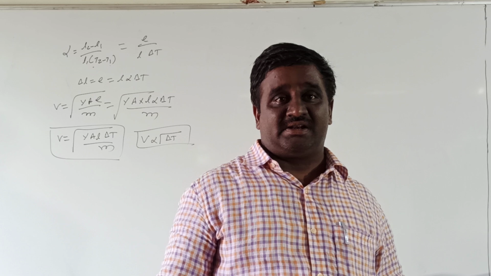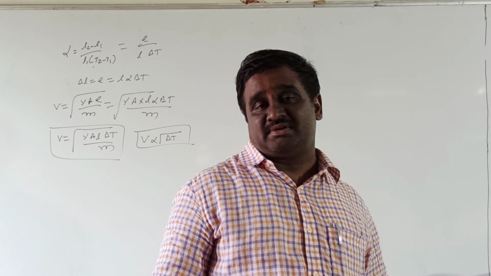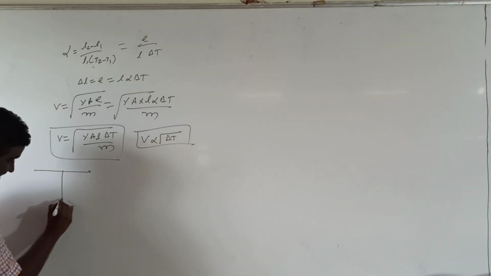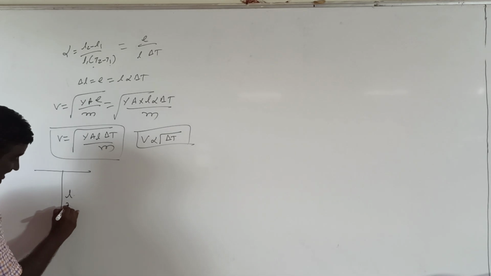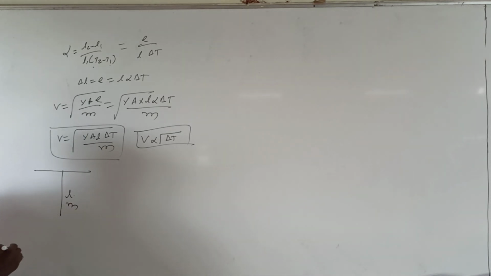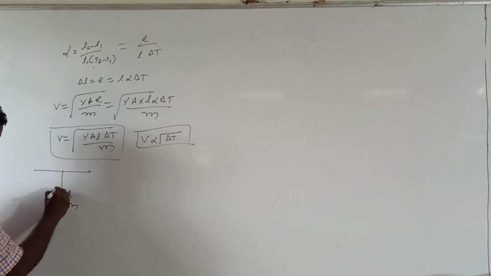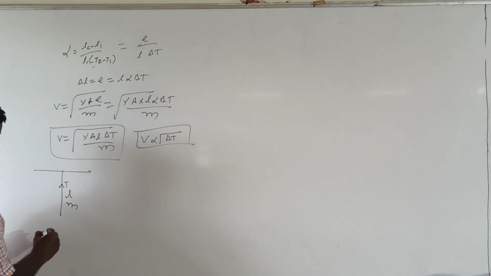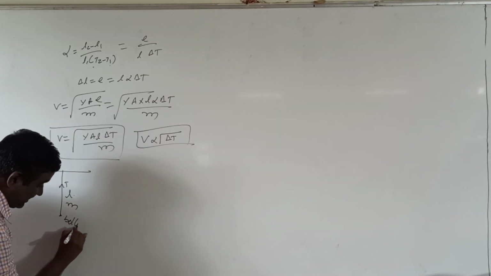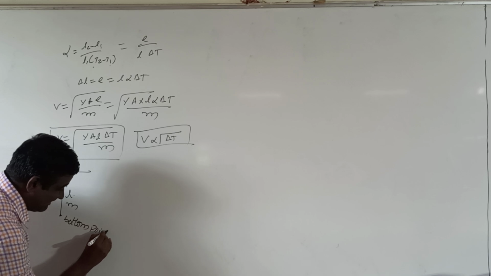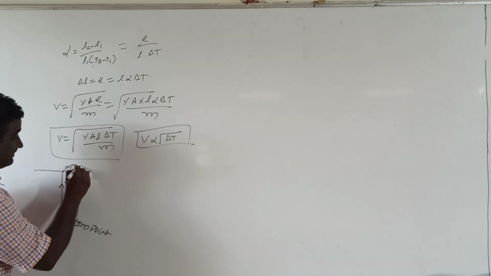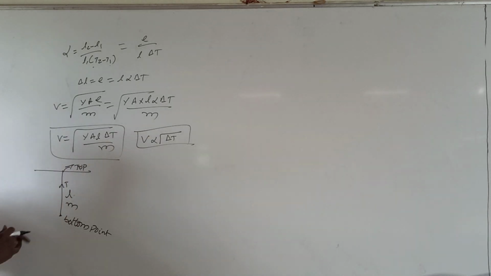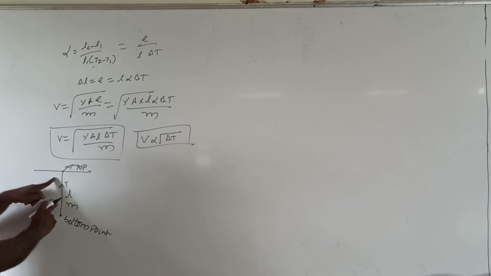Consider a string of length L and mass M suspended in a vertical plane as shown in the diagram. The tension acts in the upward direction towards the point of suspension. One end is taken as the bottom point and the other as the top point. Here the tension in the string is created by its own mass M.